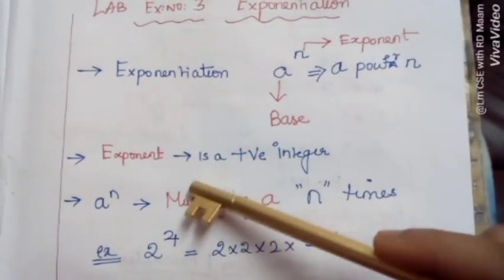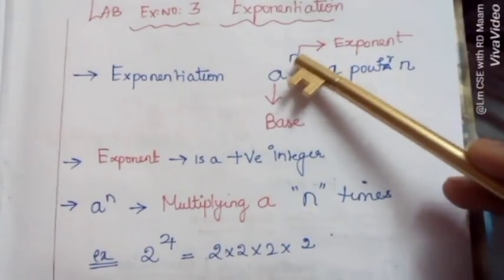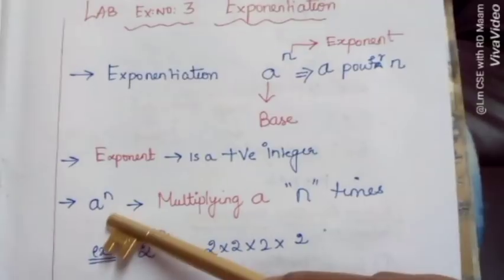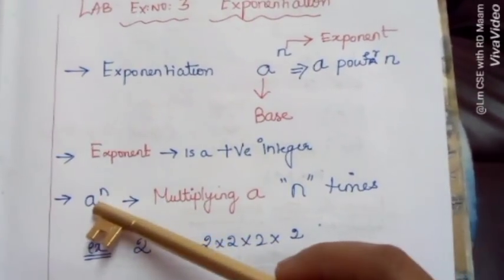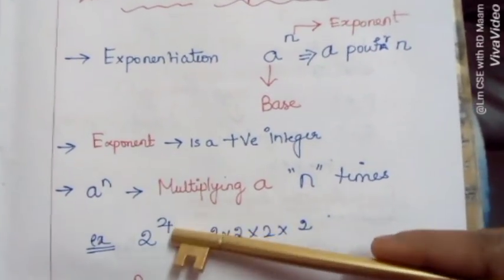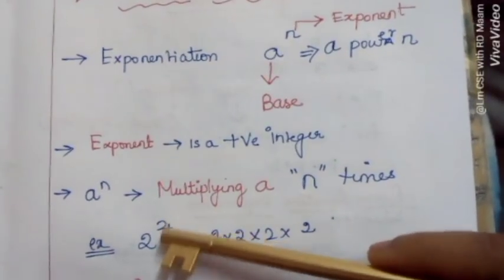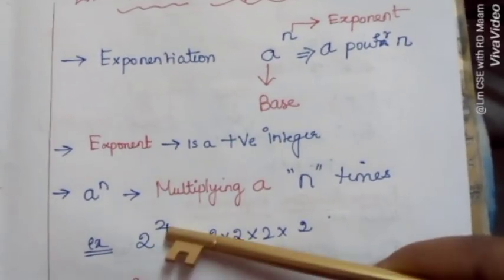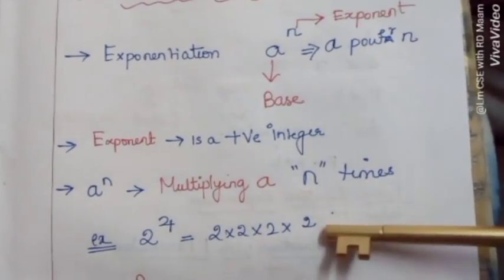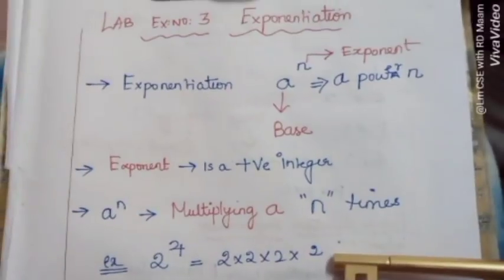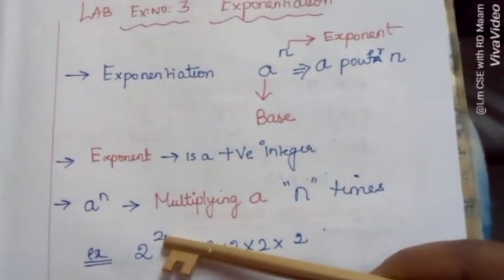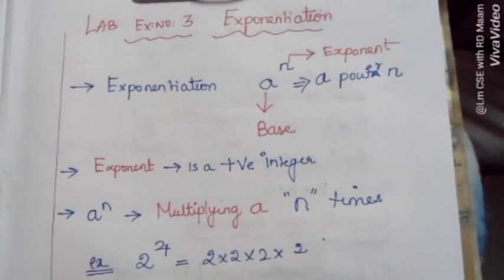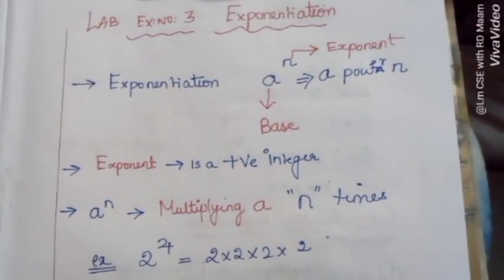So the exponent is a positive integer. This exponent can be only a positive integer, and as I said above, a power n is nothing but multiplying a n times. For example, see 2 power 4. So this is my base and this is my exponent. So I'm going to multiply this 2 four times: 2 into 2 into 2 into 2, which gives me the value for 2 power 4. This is the basic idea of exponentiation. Now let us move to the program of exponentiation.